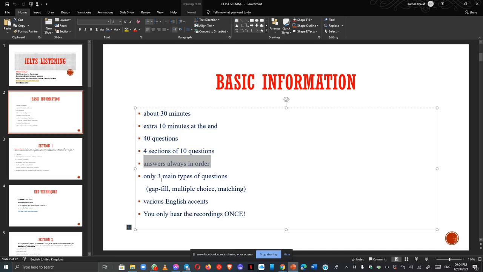About the main types of questions you have in the IELTS listening test, you have 3 main types: gap fill, multiple choice, and matching. These are the 3 main types of questions you will have. Which accent do you hear? You hear various English accents, but mainly the British accent. In some cases, you hear the Australian accent as well. But the main accent you hear is the standard British accent. You only hear the recording once. The recording will not be repeated.